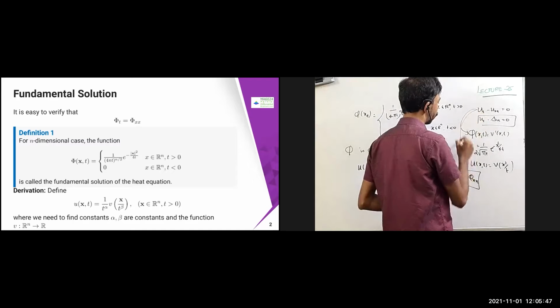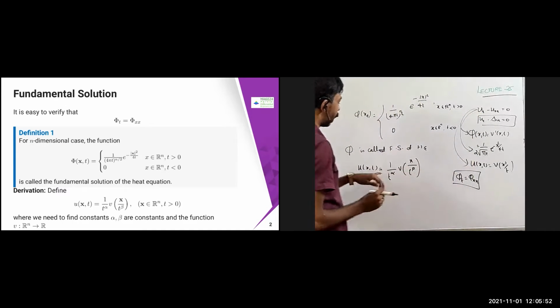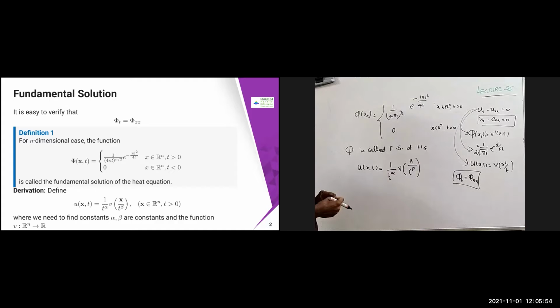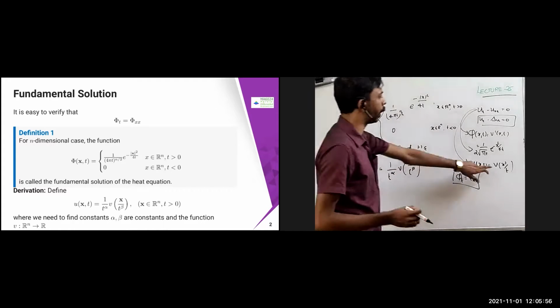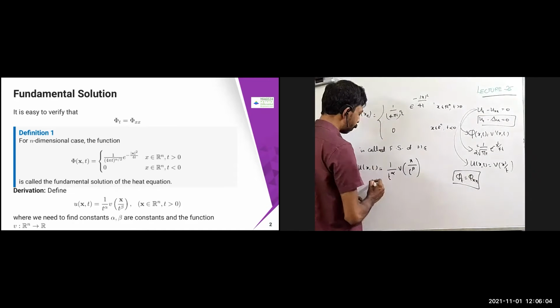This is the one-dimensional case, which we derived in the last class. Now for the n-dimensional case, I'm just defining a similar kind of function. Instead of v of x square by t, I'm going to define 1 by t power alpha into v of x by t power beta. Now our job is to find alpha and beta.